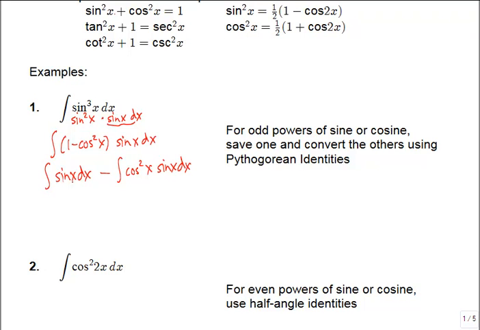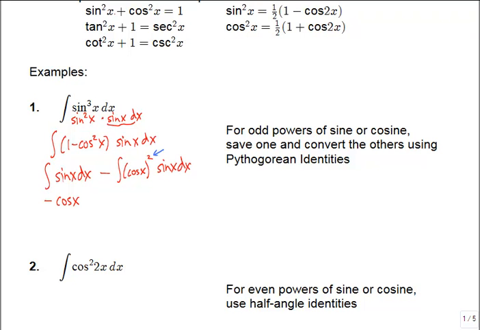Now the integral of sine x dx, we know what that is. What's the antiderivative of sine of x? Well, that's negative cosine x. You do need that negative in there. To integrate cosine squared x sine x dx, think of this as a power using our pattern recognition, if you will. I'm going to change that cosine squared to cosine x quantity squared, if that helps you to visualize this.